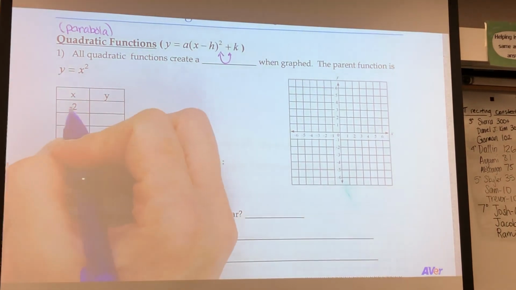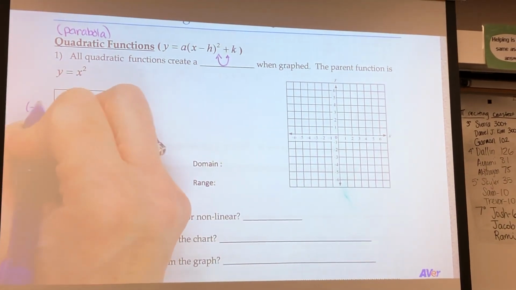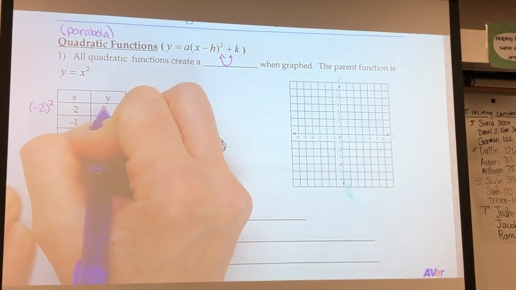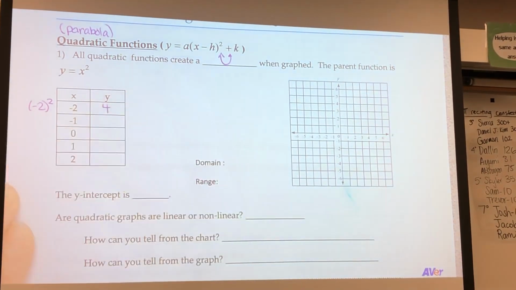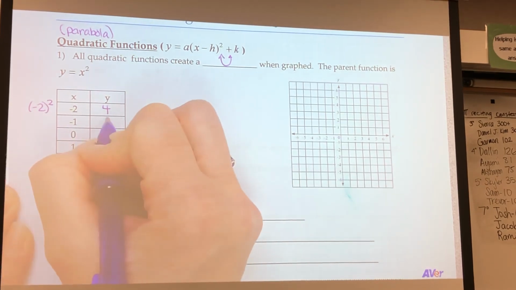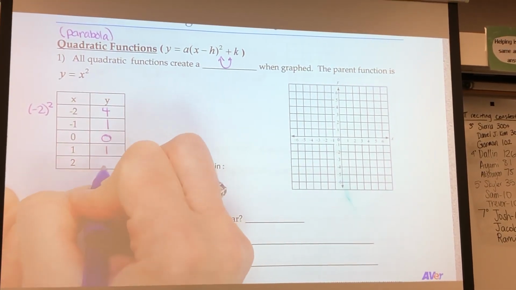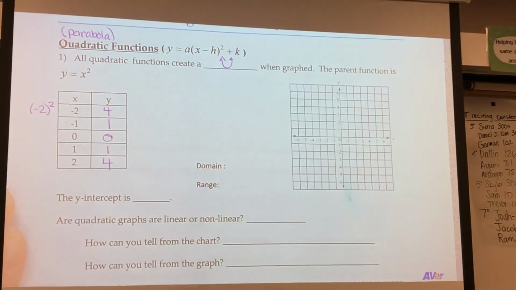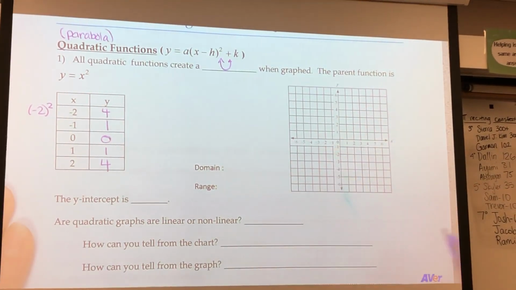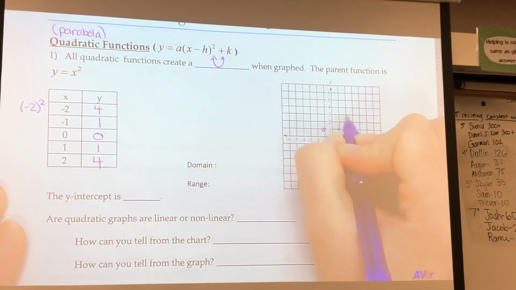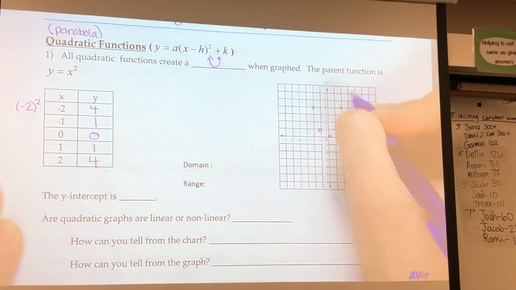So for example, when I plug this into squared here, I'm doing -2 in parentheses squared so that the negative also gets squared. So if I quickly square these, -2 squared is 4, -1 squared is 1, 0 squared is 0, 1 squared is 1, 2 squared is 4. And if I graph it over here, I can quickly put in the points and make a smooth curve.